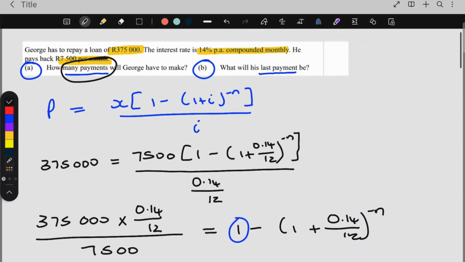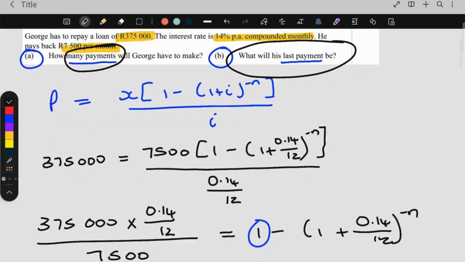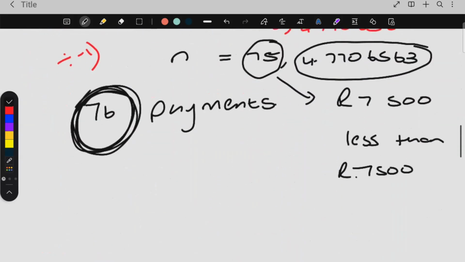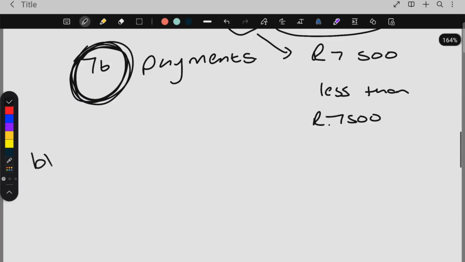And that leads us to the next question, which is, what will be the last payment? So we know the last payment will be less than 7,500. But what will the payment be? So here's our question. What is the last payment?